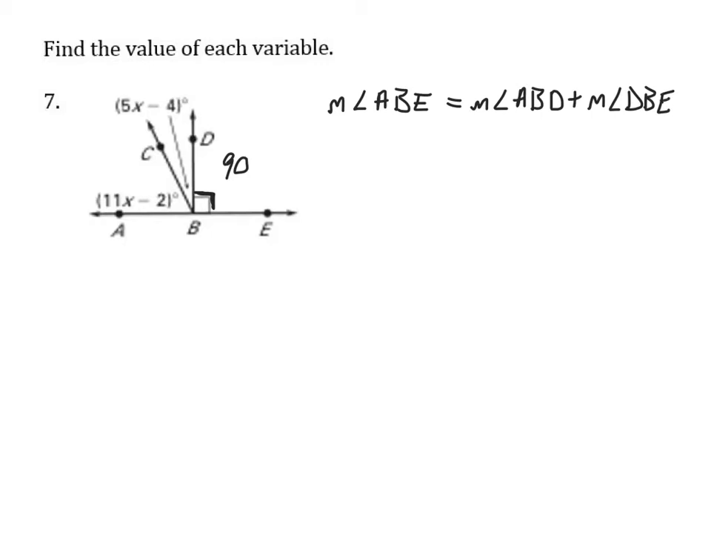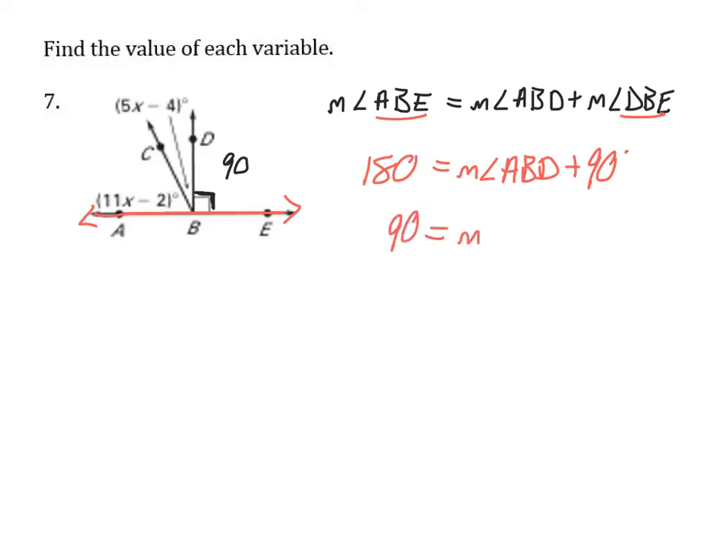From there, I'm going to fill in what I do know. Well, I just wrote down that DBE is 90 degrees. Now, as far as ABE goes, it appears to be a straight angle, which tells me that it equals 180 degrees. So now I can use that information to solve for ABD. So if I subtract 90, it looks like I'm left with 90 equals the measure of angle ABD. So let's mark that in our picture.